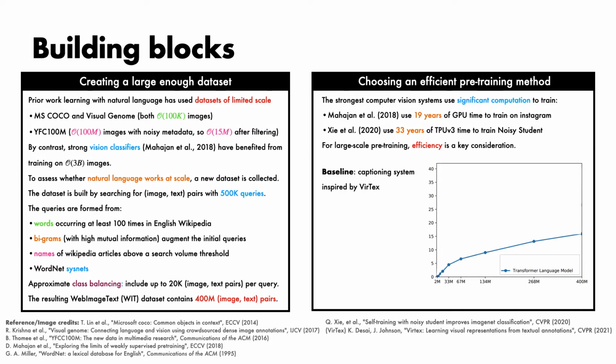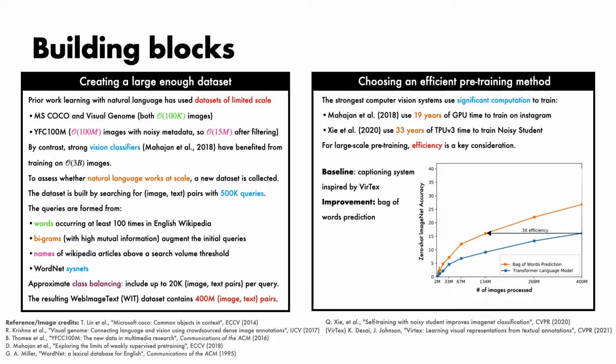The initial approach explored by the authors of this work was a captioning model inspired by VirTex. Here we are plotting number of images processed on the x-axis and zero-shot ImageNet accuracy on the y-axis. The initial baseline did not appear to scale very efficiently with additional training data. A simplification of this method, bag of words prediction, was 3 times more efficient.